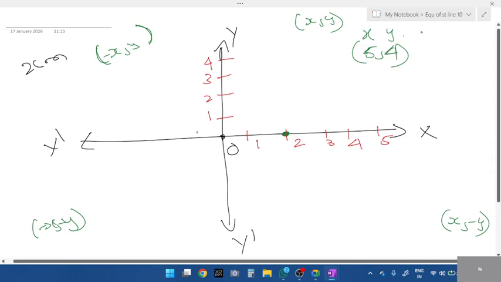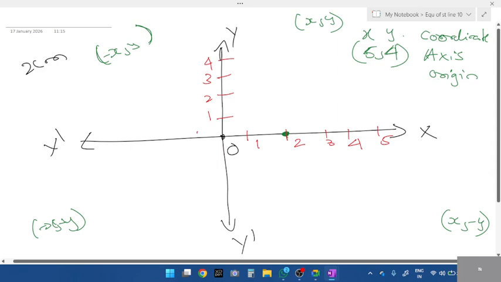One is coordinate, the value will lie on coordinate. Next, value will lie on axis, x axis or y axis. Next one, the value will lie on origin. Reflection is also same. The value will reflect in ordinate, value will reflect in axis, value will reflect in origin.